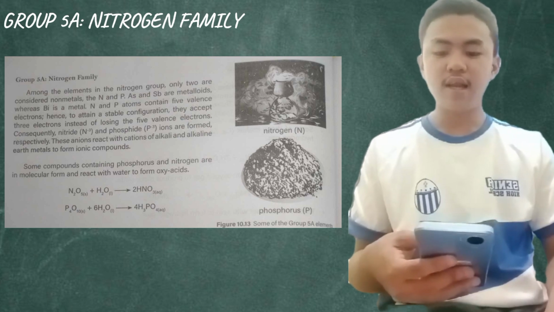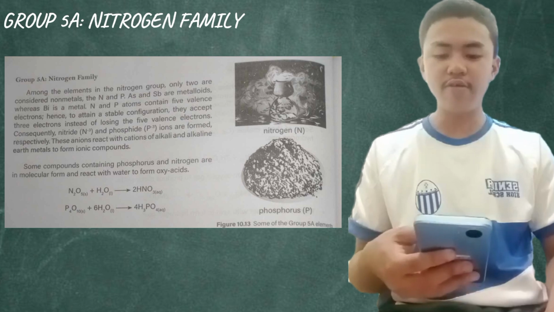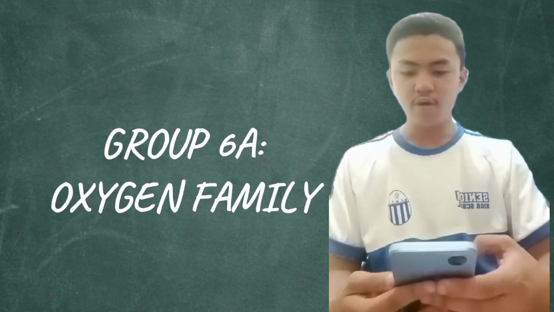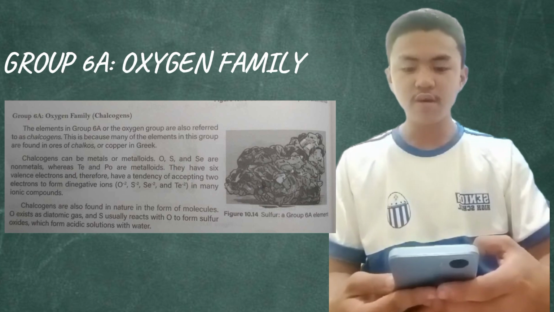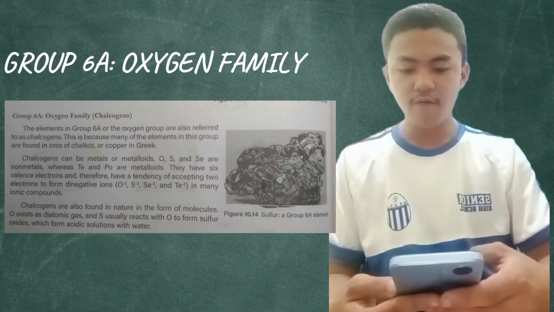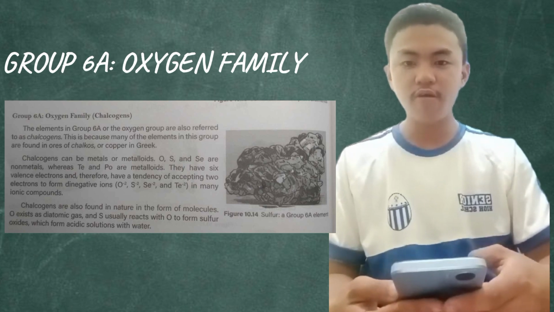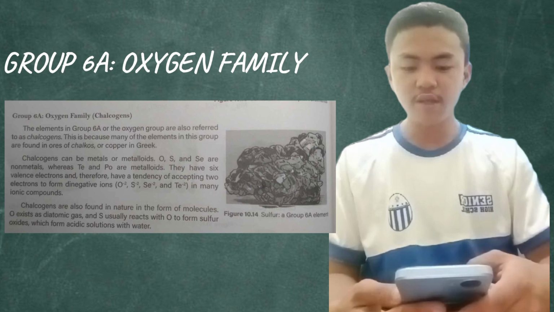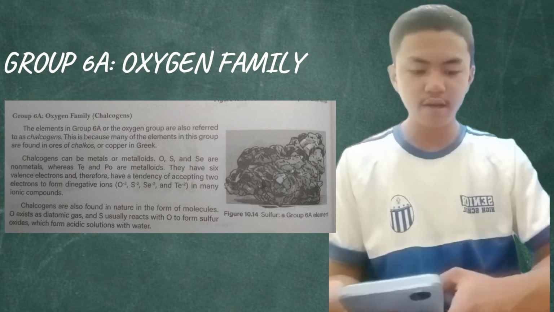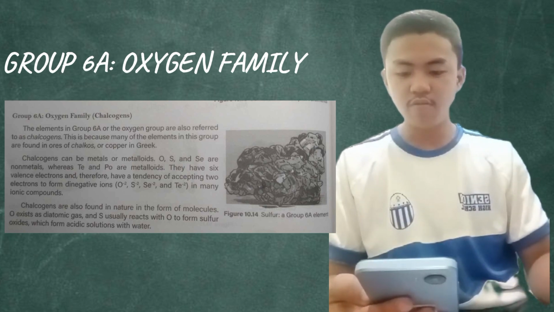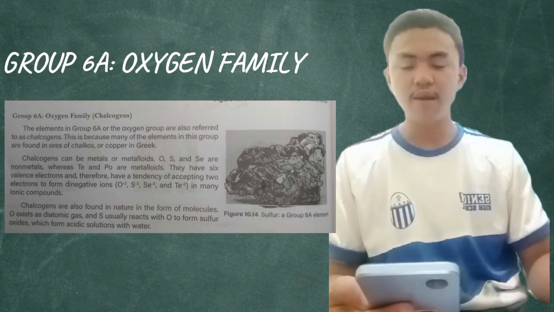Tas ang ilang anions kay nag-react og cations sa alkali and alkaline earth metals para maka-form siya ionic compounds. Group 6A, oxygen family. The elements in Group 6A or the oxygen group are also referred to as chalcogen. This is because many of the elements in this group are found in ores of chalcose or copper in Greek. Chalcogen can be metals or metalloids. Oxygen, sulfur, and selenium are nonmetals, whereas si tellurium o si polonium are metalloids.